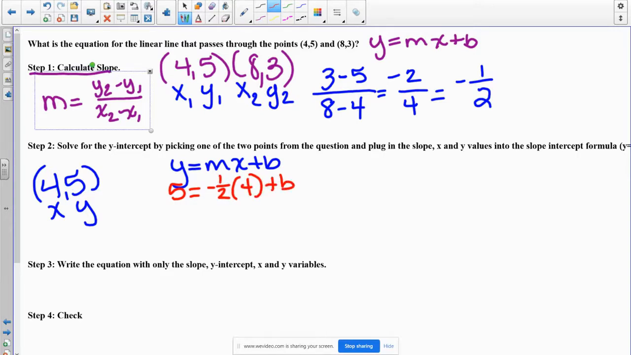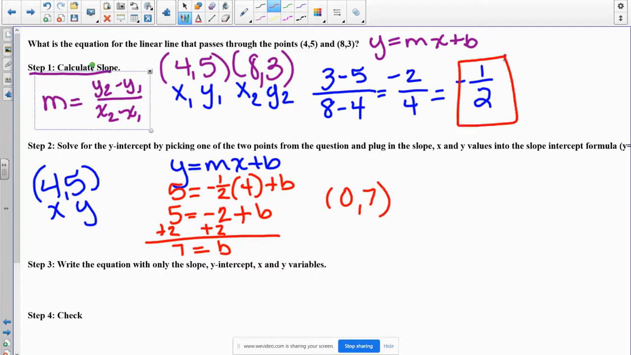So why we plug in actual numbers for x and y is because we only want one unknown, and our unknown right now is the y-intercept. So we're just going to pick one of those 2 points and then solve for the y-intercept. So negative 1/2 times 4 is negative 2, add b. I want to get rid of negative 2, so I'm going to add 2. So 7 is equivalent to b. So the y-intercept is 7, or we could write it as 0, 7.